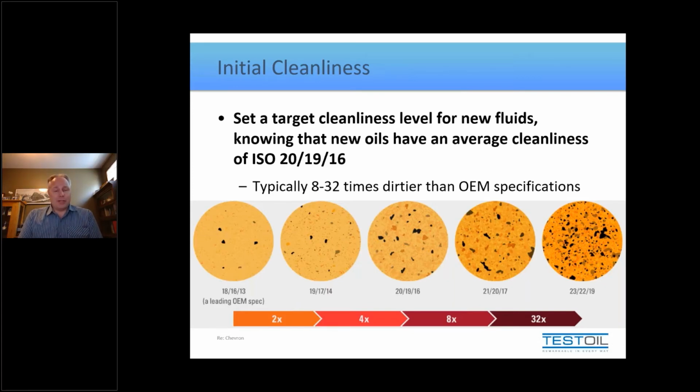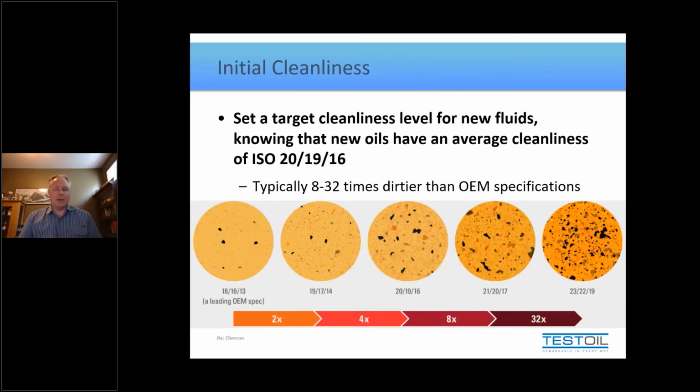And we need to appreciate this so that maybe we understand why we see a spike after an oil change. Why do we see a spike after a top up? It's because new oil is not clean. Once it's running in the system under filtration, it will become cleaner than it was when you originally took hold of it.